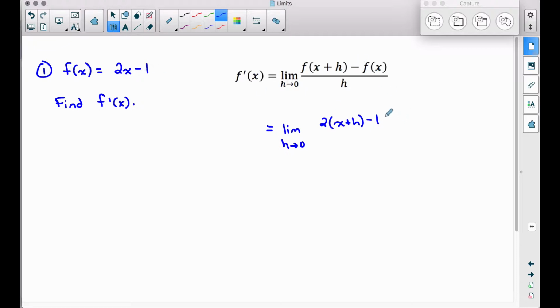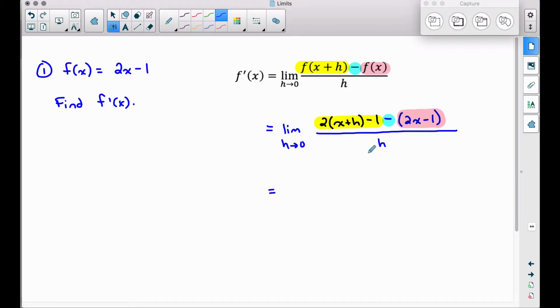Now we need to subtract f of x. Well, f of x is exactly the original function that we have. I'm going to put that in parentheses because we are subtracting this, so we have to be careful with our signs. And now we divide all this by h. Looking at this one more time before we evaluate: f of x plus h is this exact function, except wherever we have an x, we plug in x plus h. Then we have our subtraction, and we are subtracting f of x, which is just the original function itself. Nothing's changed about that.